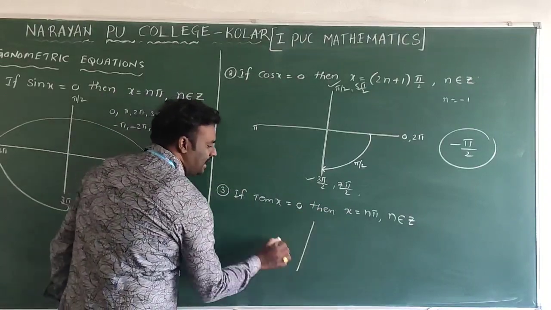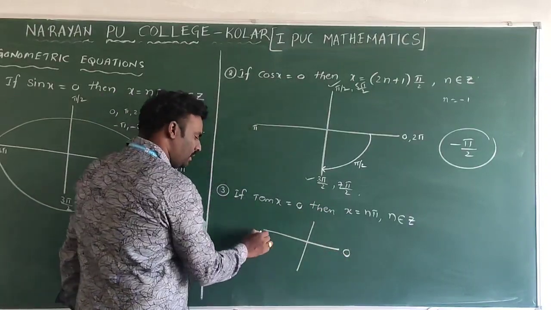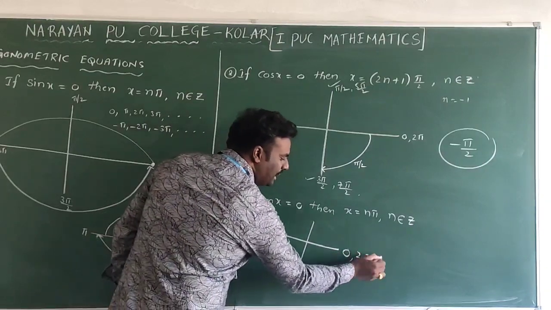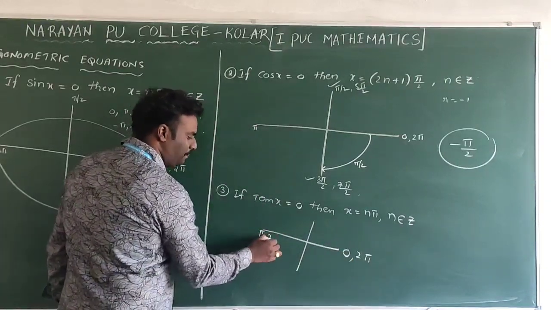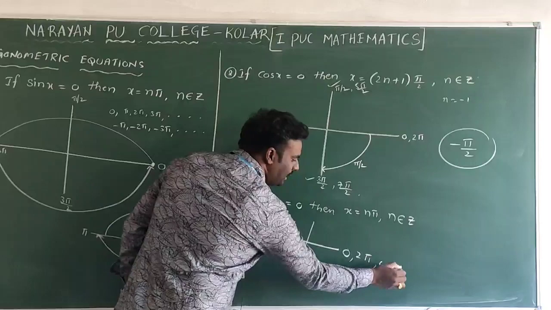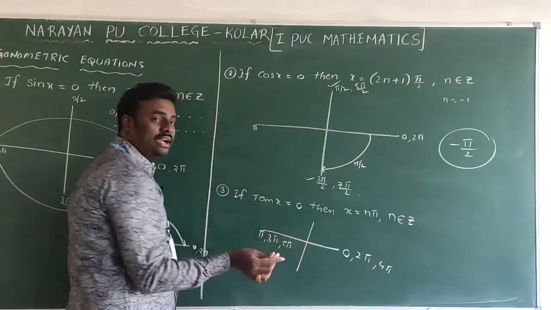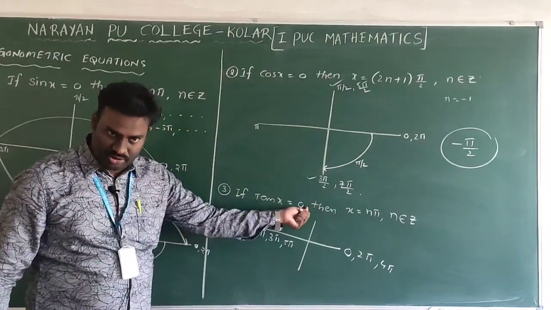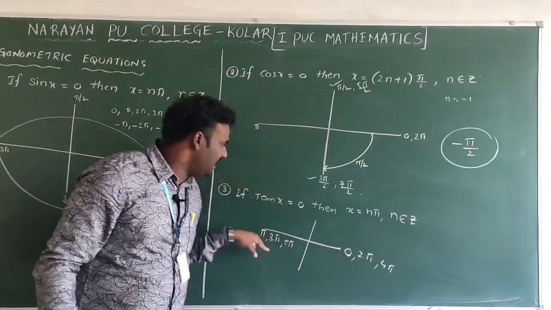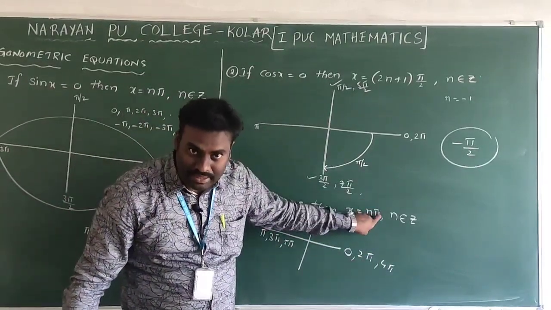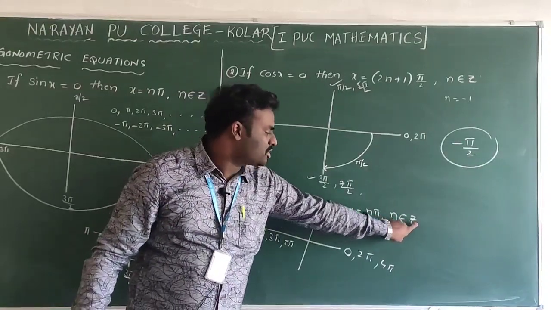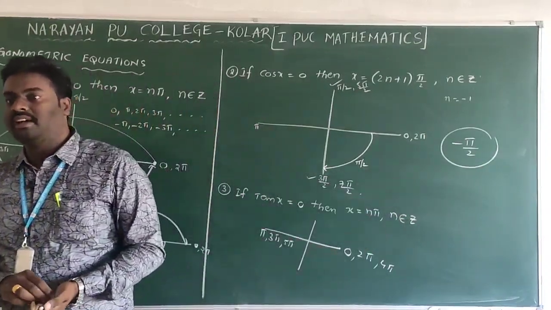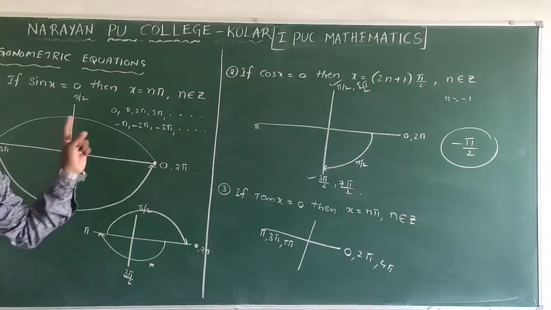Why? Because tan is 0 for 0, pi, 2 pi, next 3 pi, 4 pi, 5 pi. Similarly, you can take negative also. At these angles, tan value will be 0. Instead of writing all these, I am writing n pi, where n belongs to integer. So these are the general solutions of these three functions.